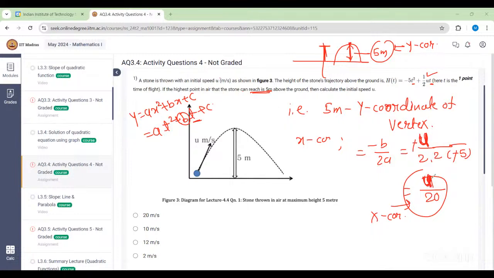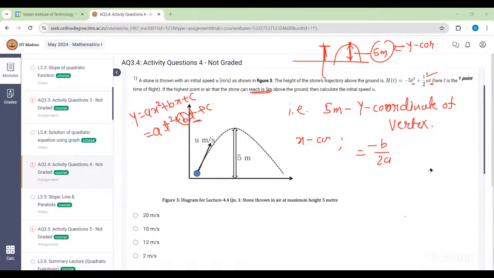Okay, u by 2. See, with t we have u by 2, so u by 2 is multiplied by our t. U multiplied by 1 by 2 is the value of b, so we can write u by 2. And 2 multiplied by a, where a is minus 5. So minus minus cancel out, and this 2 also comes into the denominator. So we have u by 20, and this is the x coordinate.